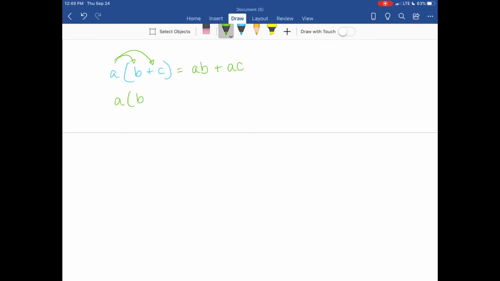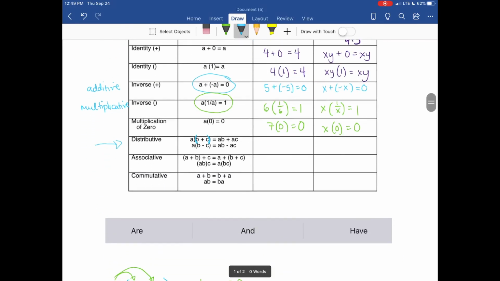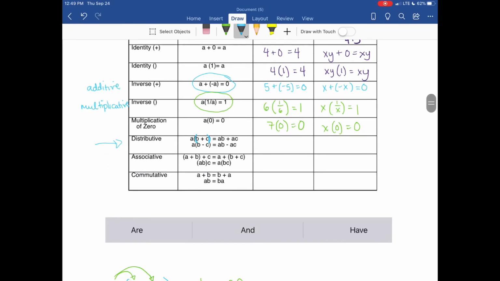And the same happens if I have the difference of B and C. I still have to share. Distributing is all about sharing. So that gives us AB minus AC. So in action, we'll see, for example, if I have 4 times the sum of 3 and 2.